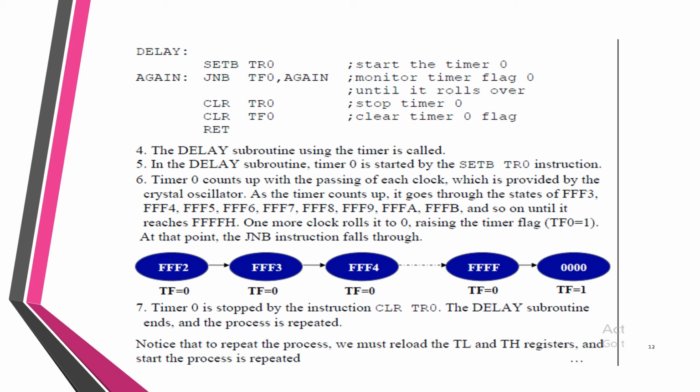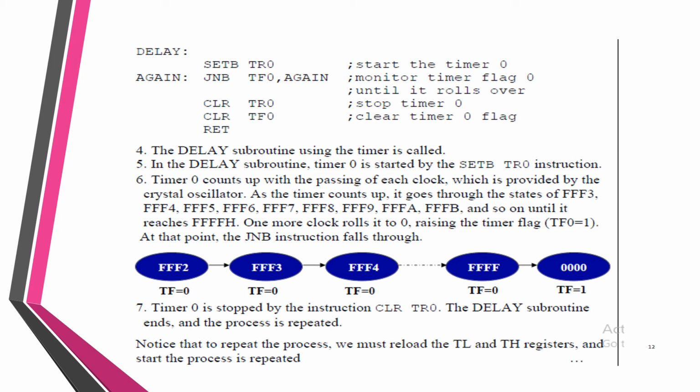A small delay routine is written. Here we are using SETB TR0 to start the timer; the SETB instruction turns on the respective bit. Where is the TR0 bit? TR0 is part of the TCON register, the fourth bit in the TCON register format. So the timer is turned on.